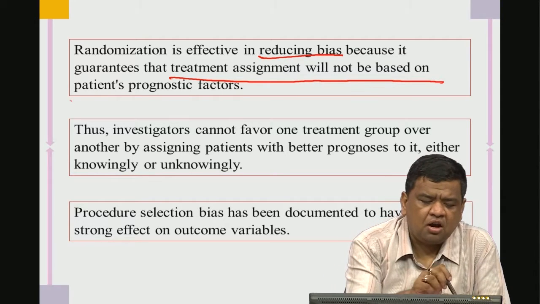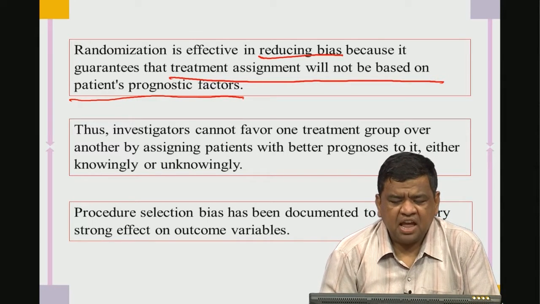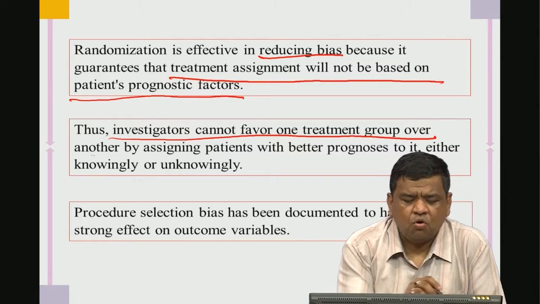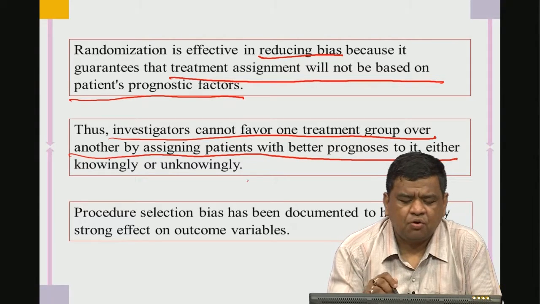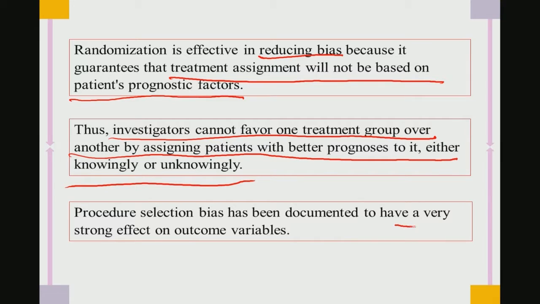So, randomization is effective in reducing bias, as I said before, because it guarantees that treatment assignment will not be based on the patient's prognostic factors. This is very important, and investigators also cannot favor one treatment group over another by assigning patients with better prognosis to it, either knowingly or unknowingly. Procedure selection bias has been documented to have a very strong effect on outcome variables.